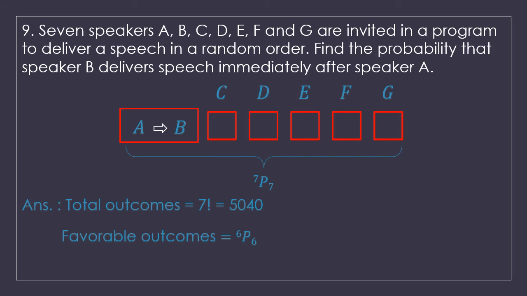here, because A and B cannot be changed with each other. They are fixed, they are rigid, so only one will be there. So 6P6 favorable outcomes will make it 6 factorial, that is 720. So the probability here will be m upon n, that is 720 upon 5040, that is 1 upon 7.